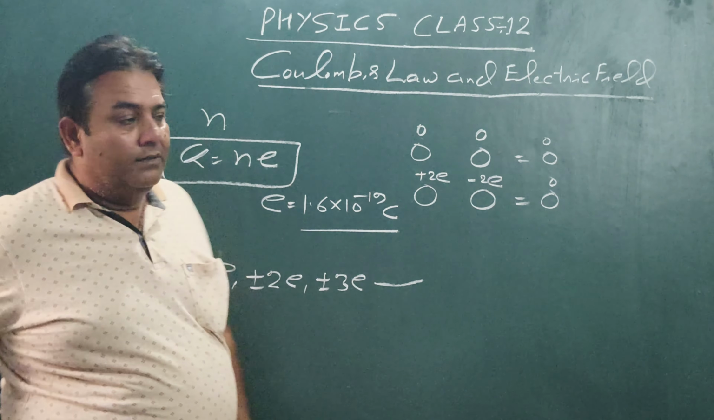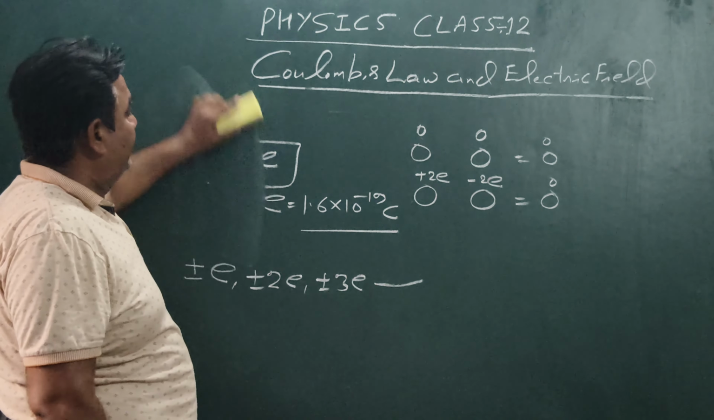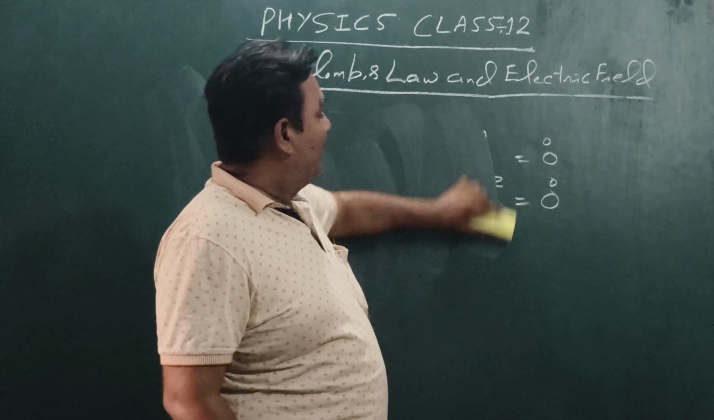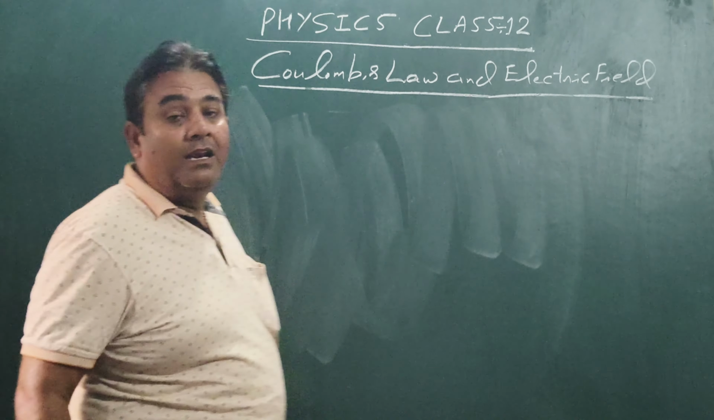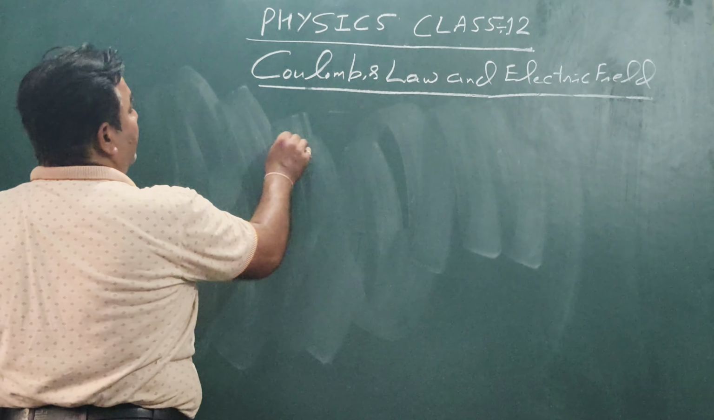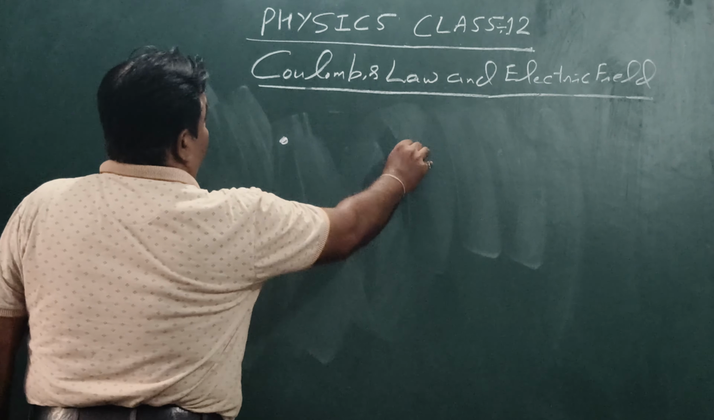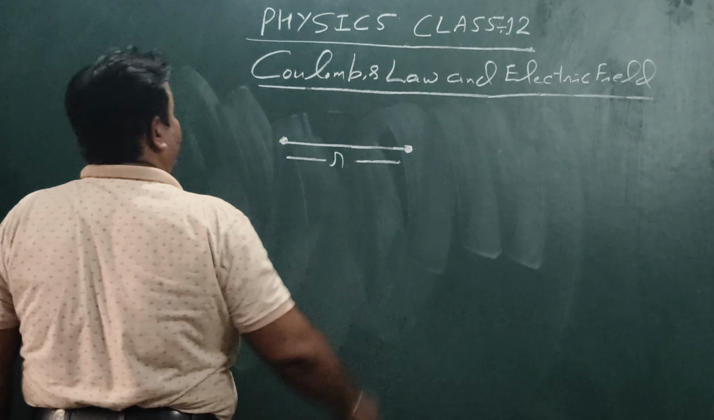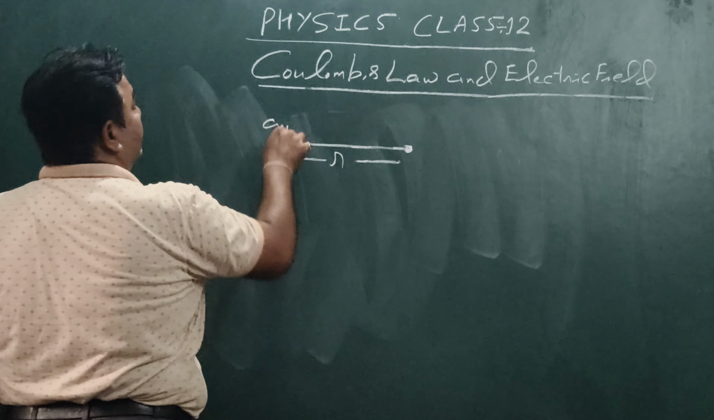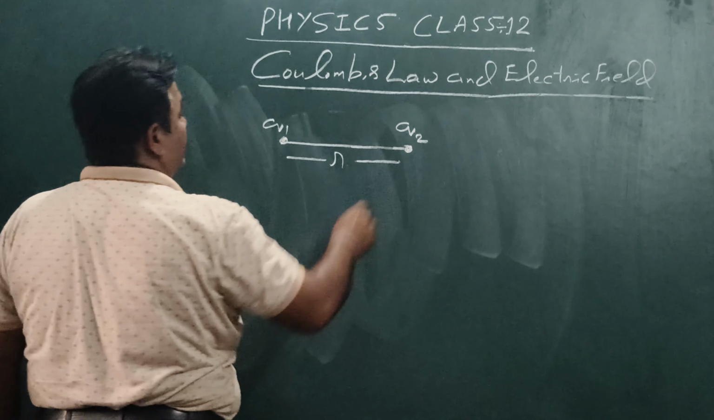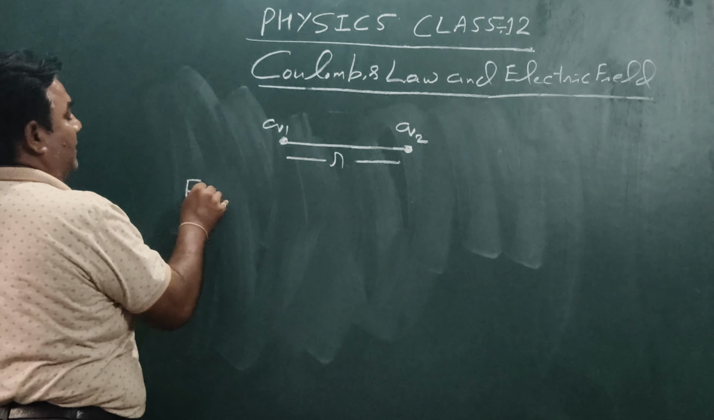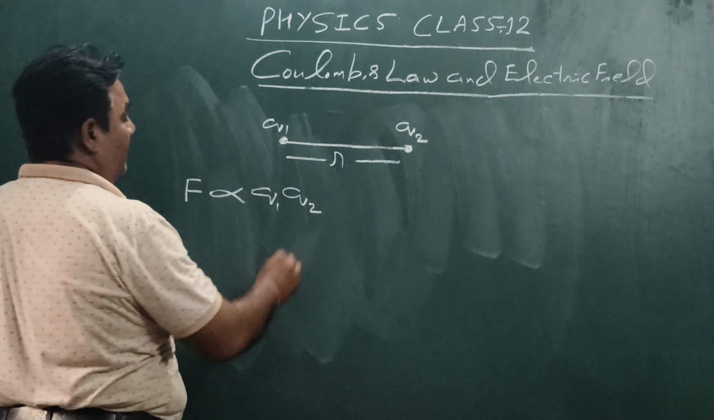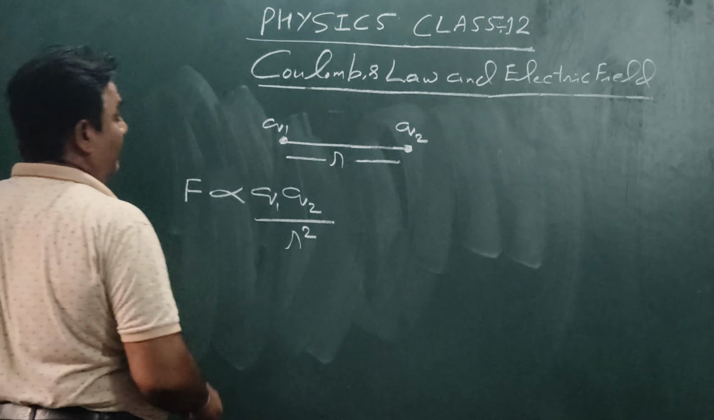What is Coulomb's law? Coulomb said that the force of attraction or repulsion acting between two point charges is directly proportional to the product of the magnitude of the charges and inversely proportional to the square of the distance between them. Coulomb's law gives the force of attraction or repulsion between two point charges. Suppose these are two charges Q1 and Q2, placed at a distance r from each other. Then the force of attraction or repulsion acting between these two point charges is directly proportional to the product of the magnitude of the charges and inversely proportional to the square of the distance between them.